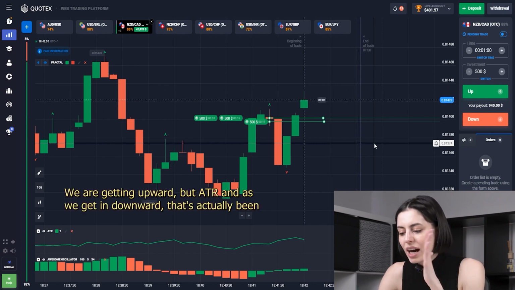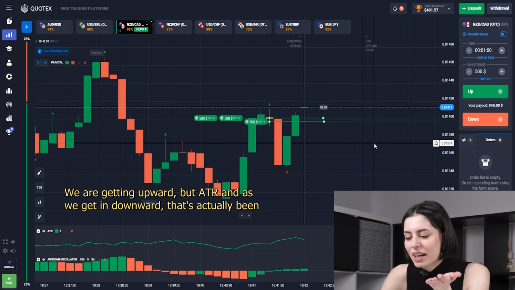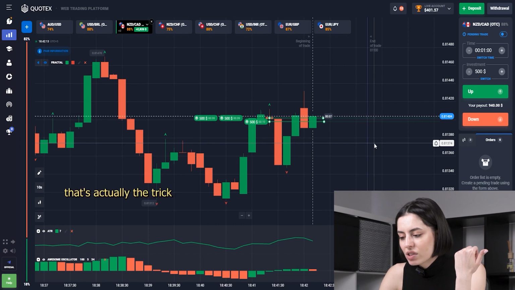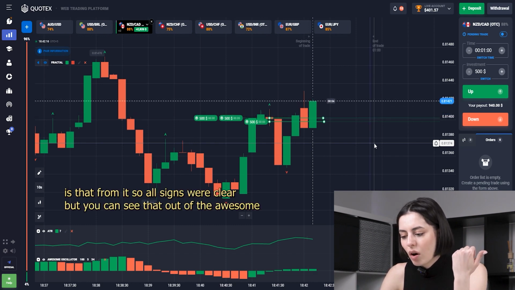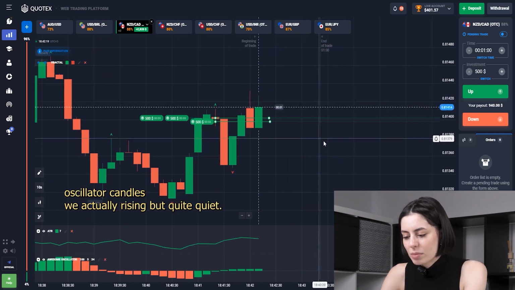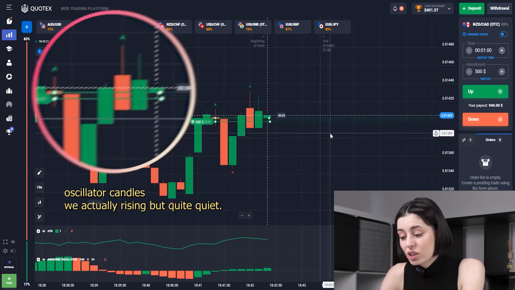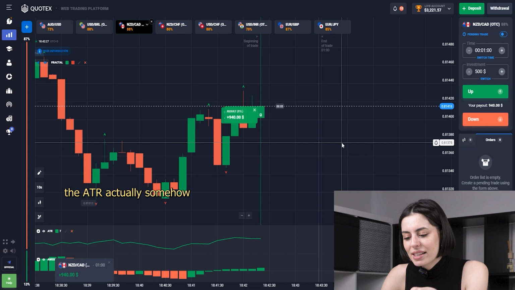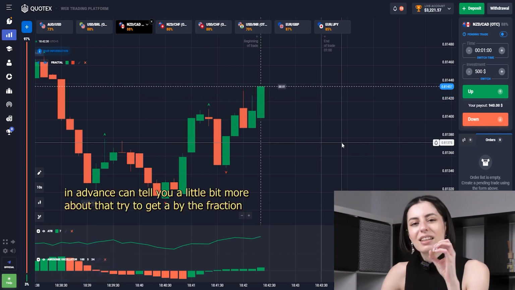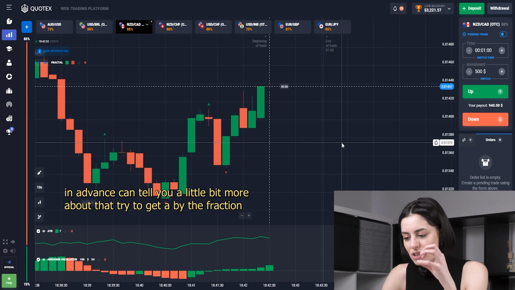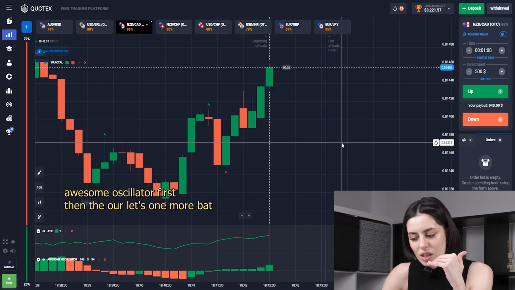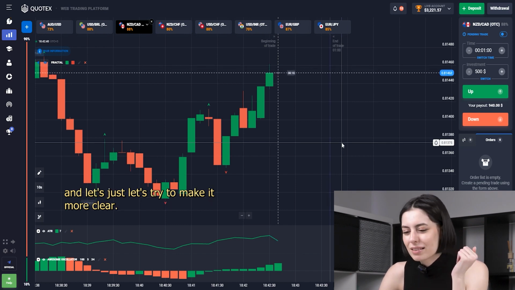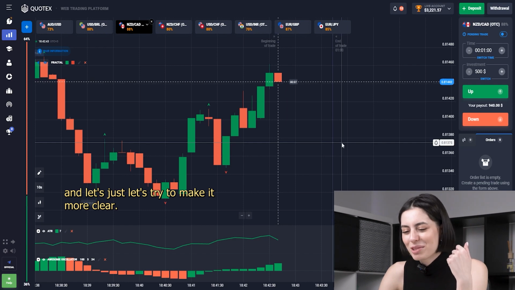So you can be a little bit confused by that indicator. Look at that. We are getting upward, but ATR is showing us we're getting downward. That's actually the trickiest stuff from it. So all signs were clear, but you may see that out of the Awesome Oscillator candles, we are actually rising, but quite slowly. Maybe the ATR can somehow in advance tell you a little bit more about that strategy. Forget about the fractal. Awesome Oscillator first, then the ATR. Let's do one more bet and let's try to make it more clear.